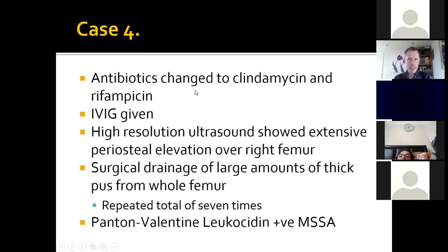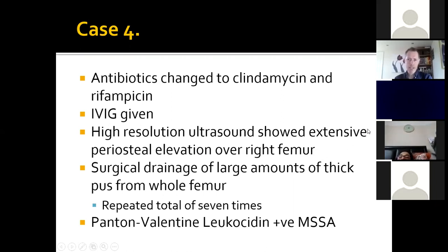So what did actually happen was that antibiotics were changed to clindamycin and rifampicin. Intravenous immunoglobulin was given. There was some more imaging. The child was very sick, so too sick to transfer for an MRI scan, but high resolution ultrasound was done on the intensive care unit, and this showed extensive periosteal elevation over the right femur.